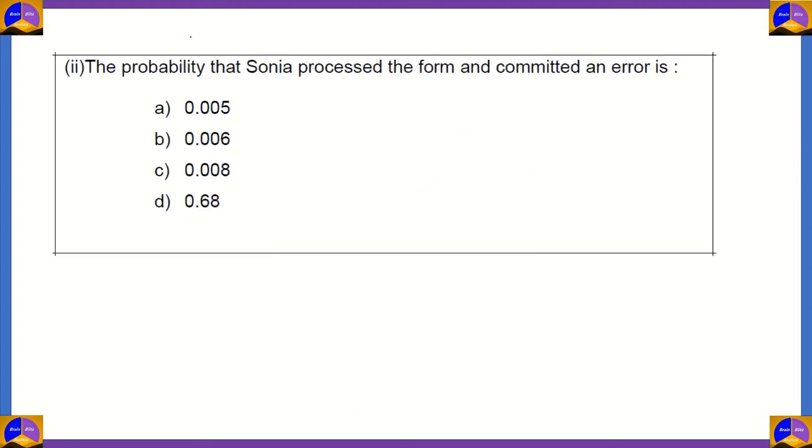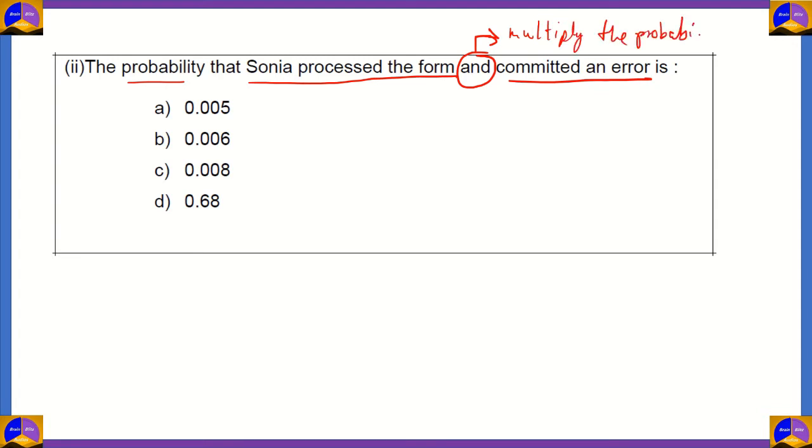Now let's look at the second question. The probability that Sonia processed the form and committed an error is. So here the crucial term is the word "and." "And" implies that both events take place simultaneously. So when this happens, we have to multiply the probabilities of both the events. Basically, we need to multiply the error rate with the probability that Sonia processed the form.